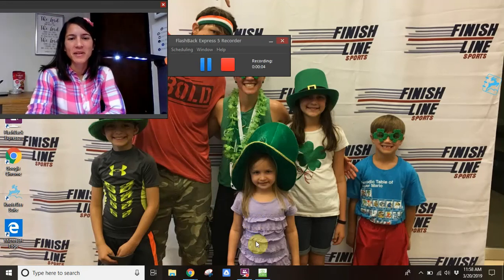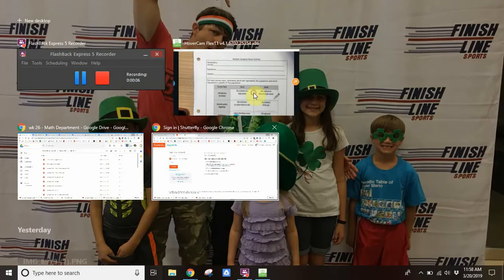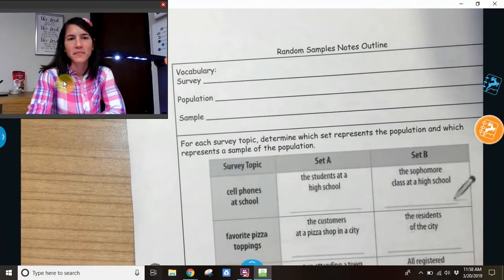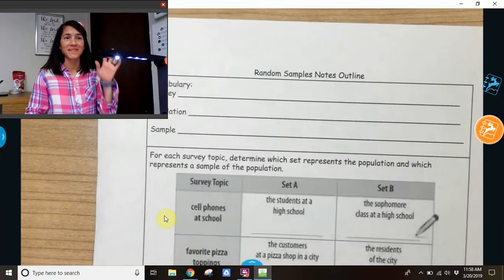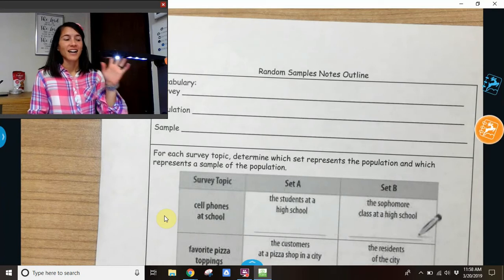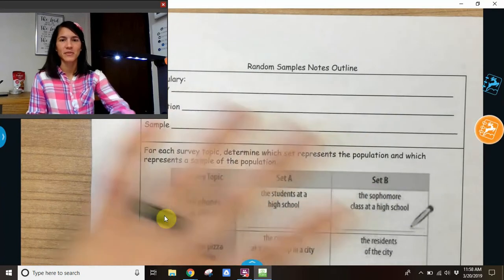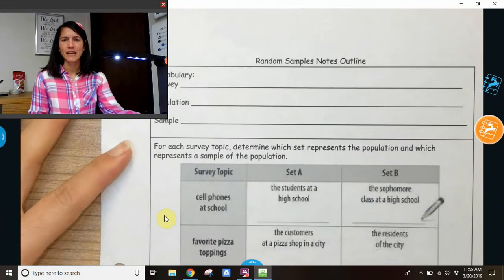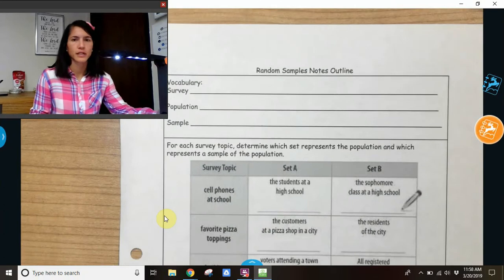Uh-oh. I don't know where my document camera went. Okay. There. Now, I think I'm back. Okay, let's make sure. I need to zoom out just a little bit.